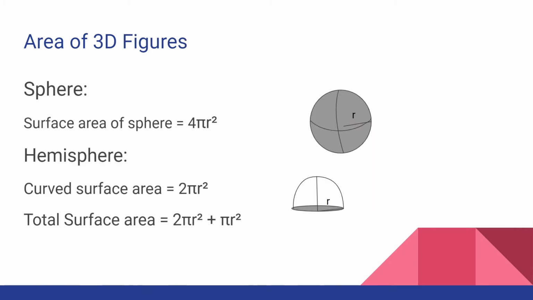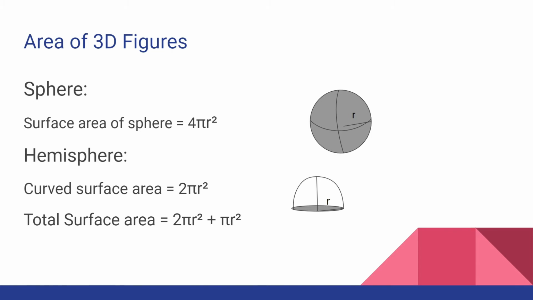Area of sphere is equal to 4 pi r square, and half of this will be the curved surface area of a hemisphere, which will be equal to 2 pi r square. So the total surface area of a hemisphere will be equal to 2 pi r square plus pi r square, which will be equal to 3 pi r square, and in this pi r square is the area of the base of the hemisphere.